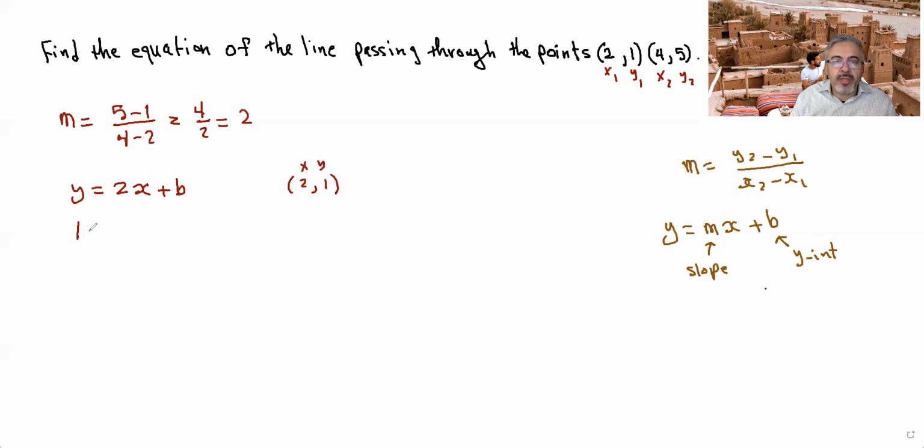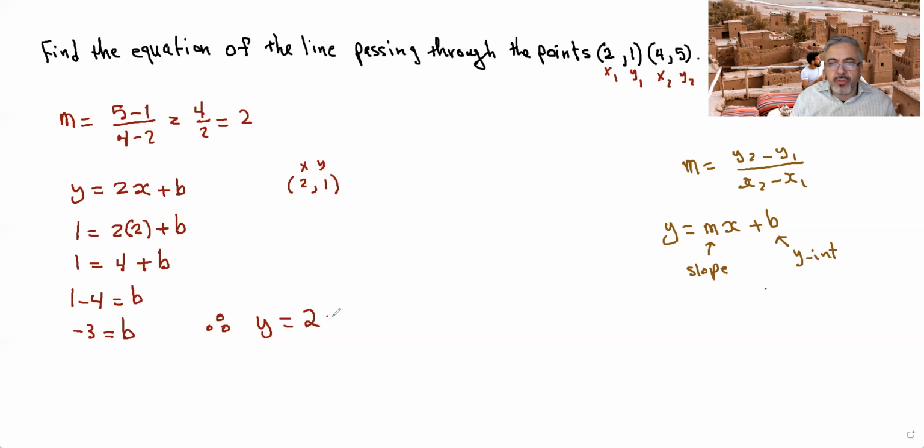So you have 1 equals 2 times 2 plus b. 1 equals 4 plus b. So you move the 4 to the other side, it becomes minus. And then you get negative 3 equals b. And therefore, the equation of this line is y equals the slope, which is 2x minus 3. So this is the equation in slope-intercept form.